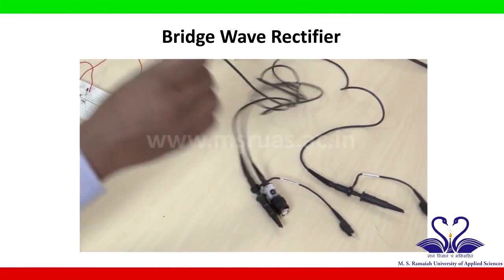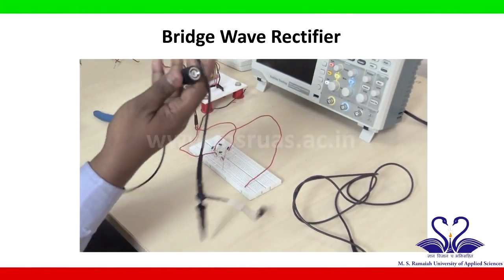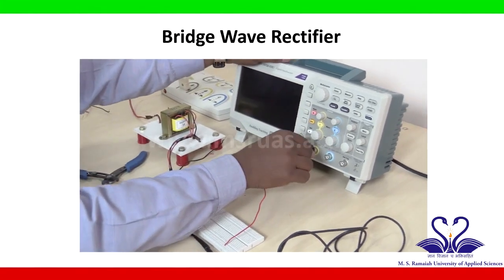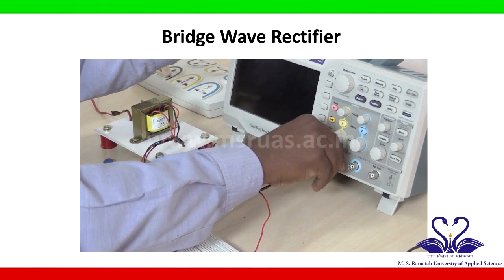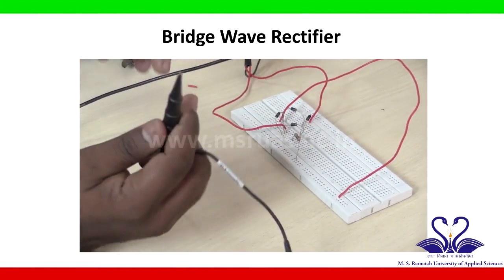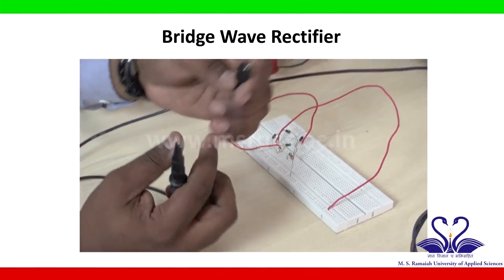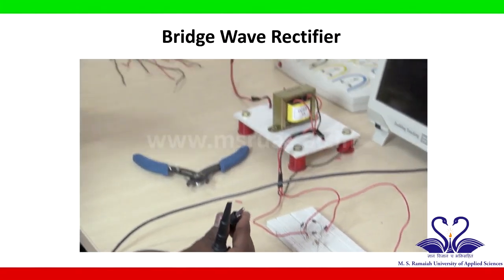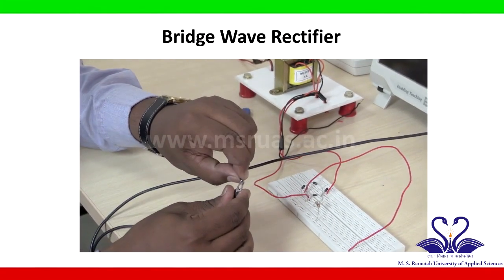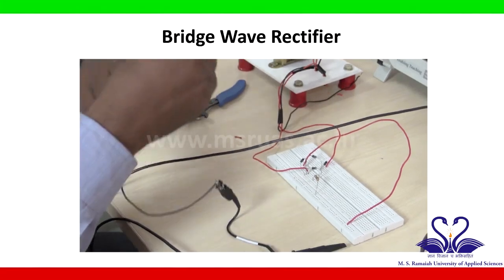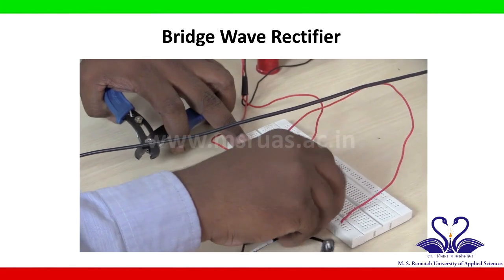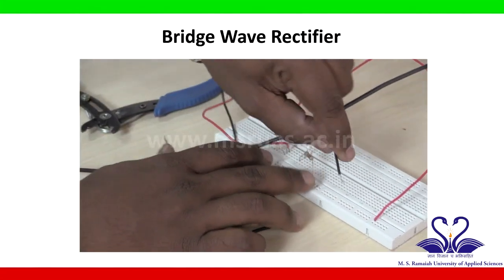Let us take a probe. I want to observe the output waveform. So, I will connect this probe to one channel of the digital oscilloscope. This is the positive end, this is the negative end. Based on the circuit connection, the negative end of the probe is connected to the ground. So, I will take the negative, which is connected to the ground. This is the ground of the given circuit on the breadboard.